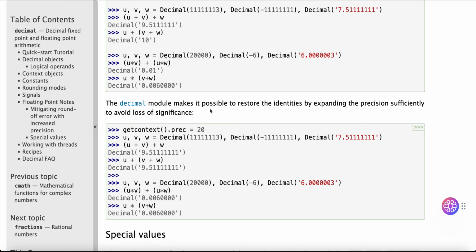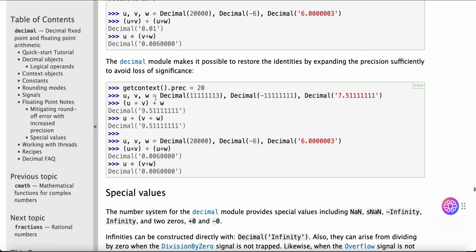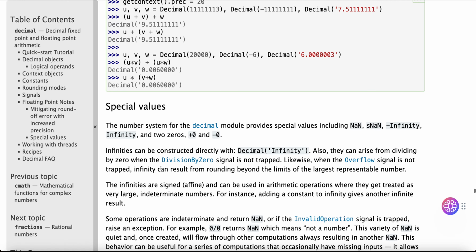The decimal module makes it possible to restore the identities by expanding the precision sufficiently to avoid loss of significance. getcontext().prec = 20, with u, v, w the same. Running the same program, the results are now identical.